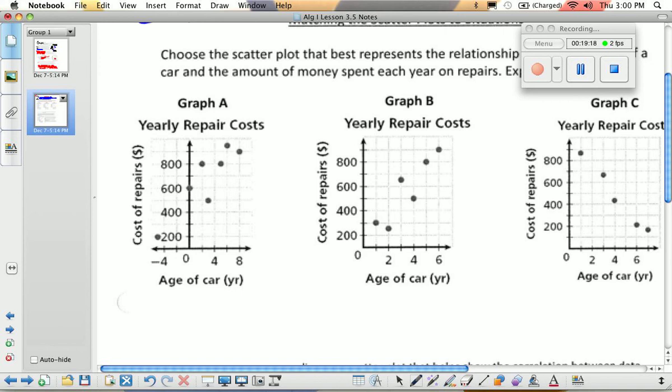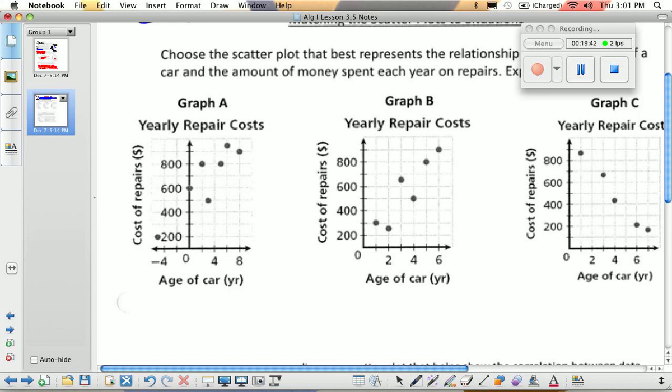We got the age of the car, how old it is. So the older it gets, what should happen to how much money total you're going to spend on repairs? What kind of correlation do you think we should be looking for, positive or negative? Positive. You're thinking that the older the car is, the more money you'll spend on repairs? Yes. That's really probably what should typically happen, yeah.